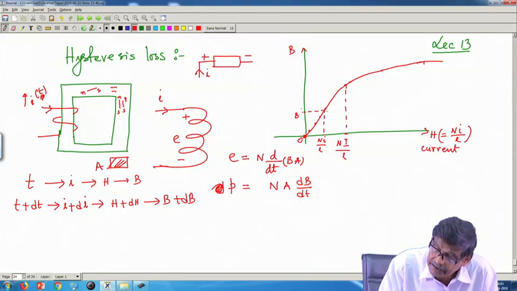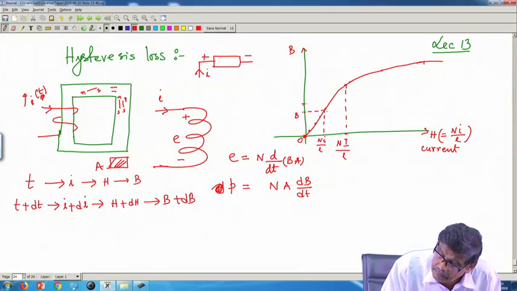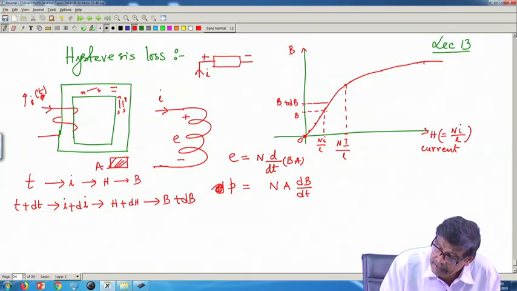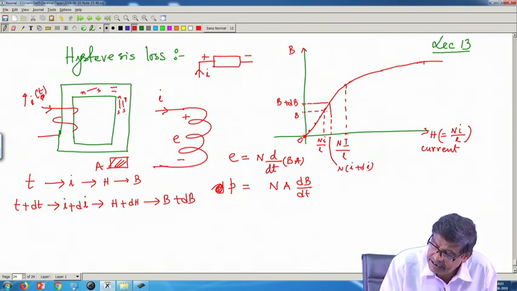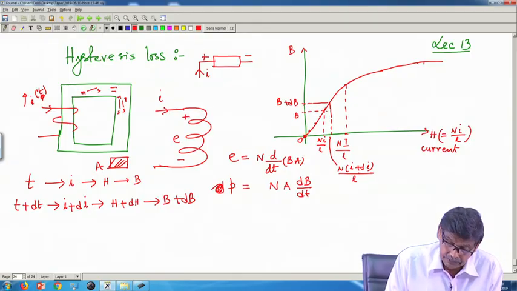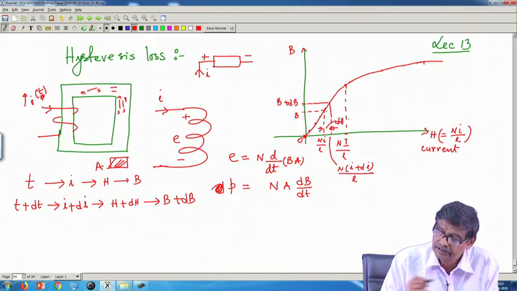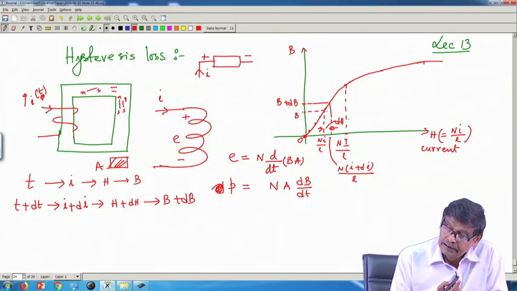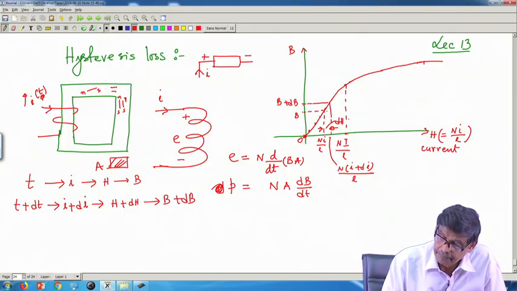And all these changes have taken place over a time interval dt, and that dt I can assume to be very small. So, B has become B plus dB. Here it was N I by L, this point is N into I plus dI by L and so on. So, this is dH. Therefore, this is how things are going.